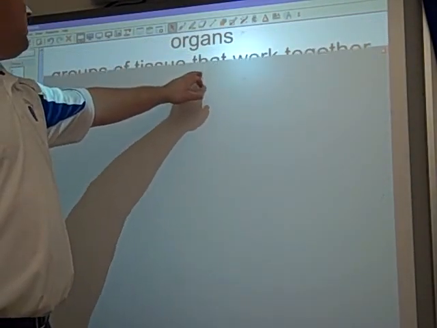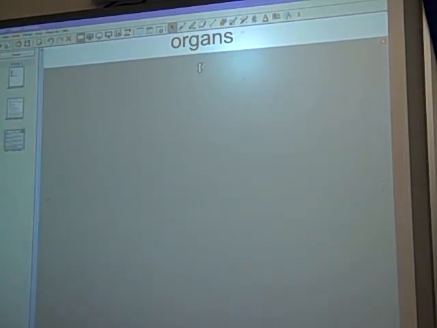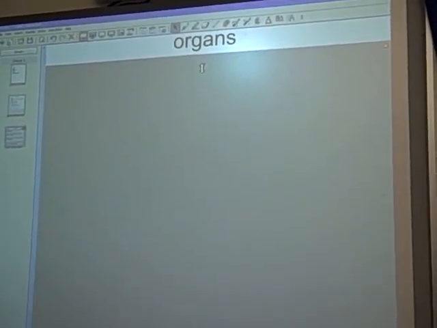The next section is organs. Take 3 minutes and copy down some notes about organs, organ systems, and organisms.